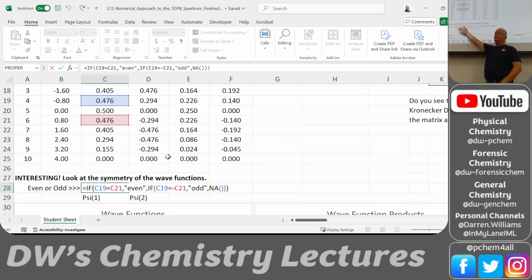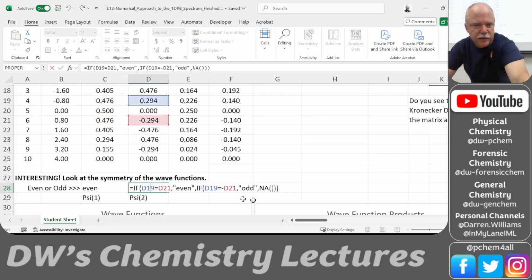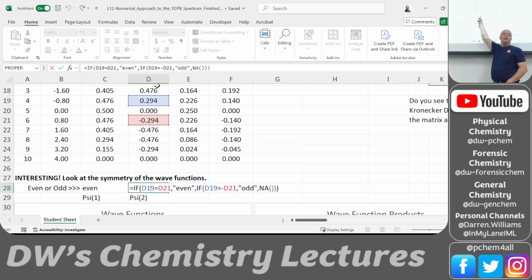And I've already programmed this if-then statement in there just so you could look at it and see how it's done. So if C19 equals C21, then it's an even function. If C19 is equal to negative C21, then it's an odd function. Otherwise, it's NA. So if I have some other function that's neither even nor odd, then it would just give a not applicable. So we can see that the first wave function is even. This one says it's odd, which matches this logic here, because they're the same value but opposite sign. And so it's just an even odd test. So we have the symmetry on this page too.